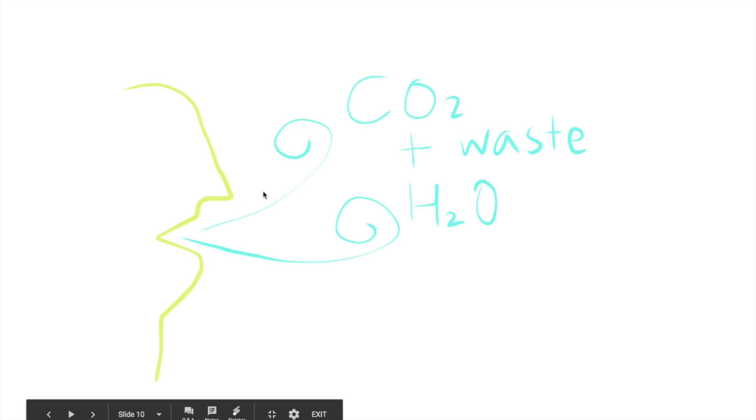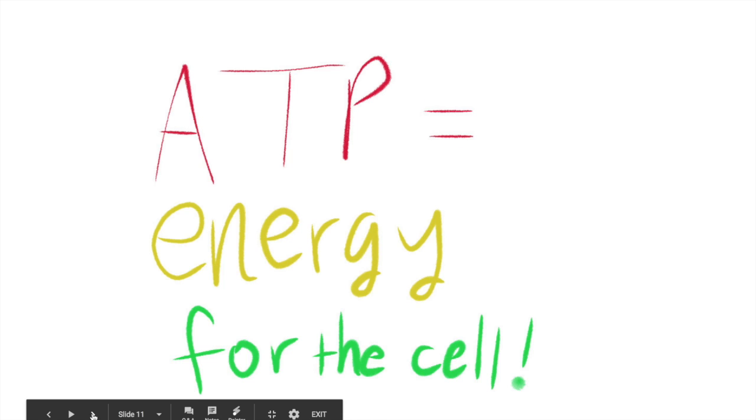And remember that the CO2 that was created in the process and the H2O at the very end is just waste. And funnily enough, we actually exhale the water along with carbon dioxide. Plants are happy because they can use that carbon dioxide for photosynthesis.